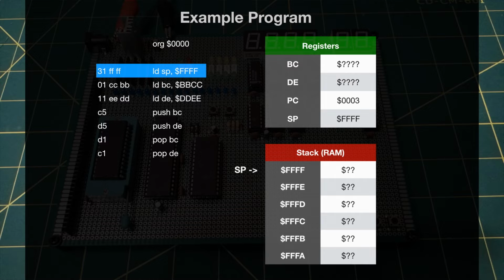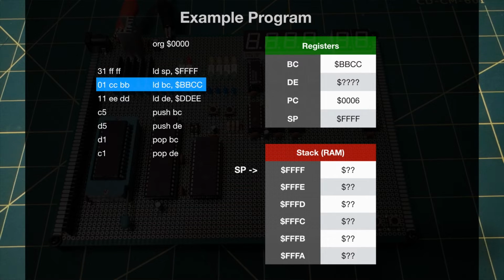I've got the bytes over there on the left, so the bytes for this instruction are 31FFFF. So that's 3 bytes, so it's incremented the program counter by 3. And as this instruction was specifically loading the stack pointer with FFFF, we can see that we've got that value now in the stack pointer register. And then I've just tried to show that visually in the RAM, that the stack pointer is pointing to address FFFF.